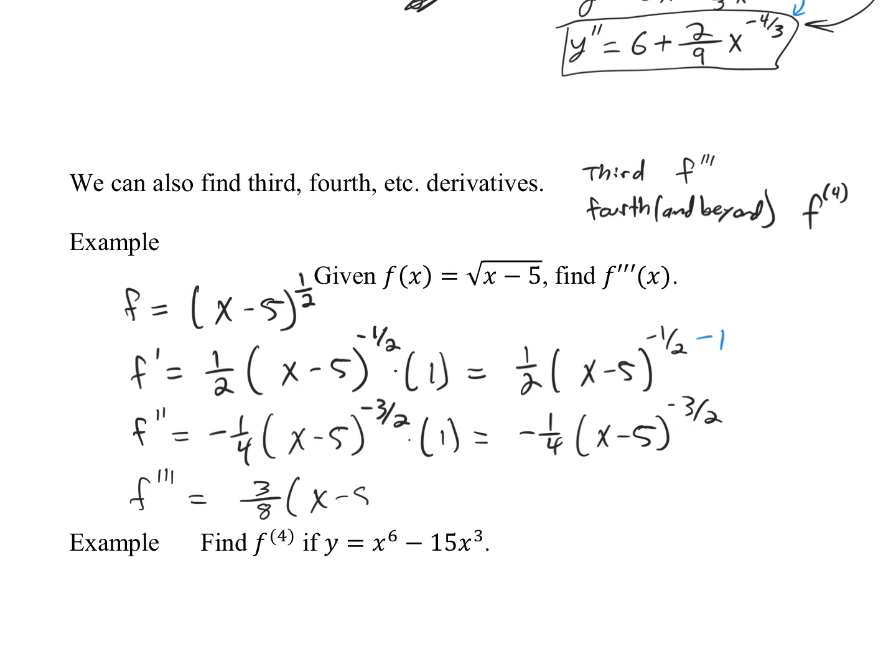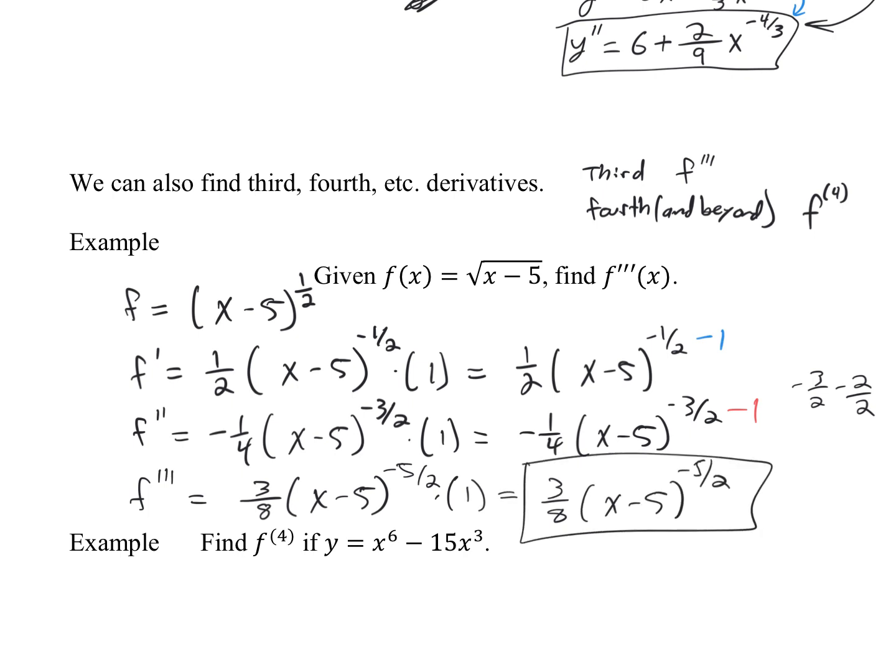Then we have the x minus 5. We have a new exponent. You have to take your previous exponent and subtract 1 from it. So when we do that, negative 3/2 minus 2/2 should be negative 5/2. Technically, you have to multiply by the derivative of the inside function afterwards. All right, so last little bit of simplification. 3/8 times x minus 5 raised up to the negative 5/2 is our final answer here.